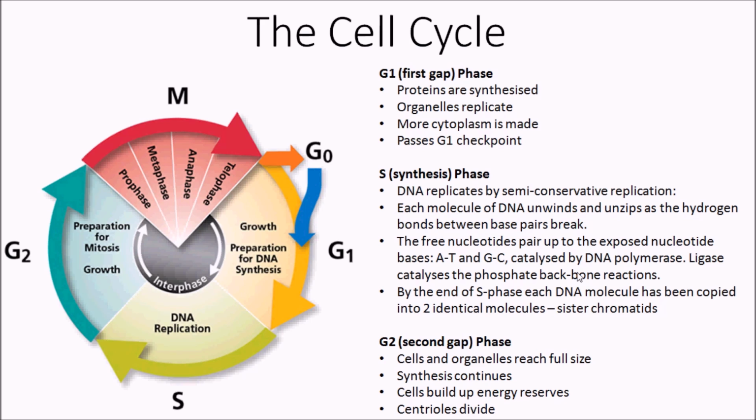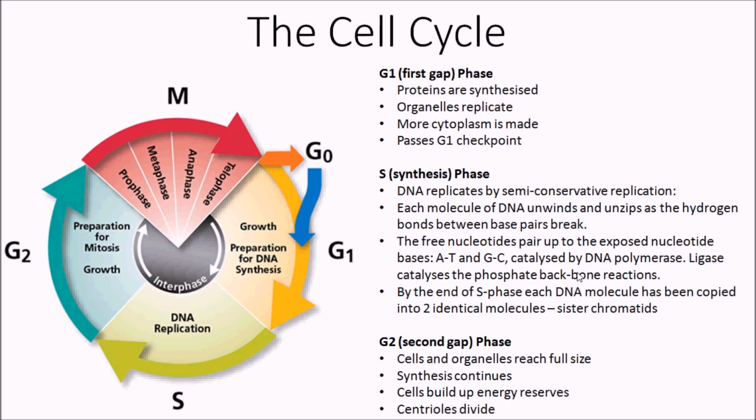Okay, so S phase, the synthesis phase, DNA replicates by semi-conservative replication. This is where each molecule of DNA unwinds and unzips, and the hydrogen bonds between complementary base pairs break. Free nucleotides pair up to the exposed nucleotide bases on the DNA strands. So there is complementary base pairing between A and T. They pair with 2 hydrogen bonds, and G pairs with C by 3 hydrogen bonds.